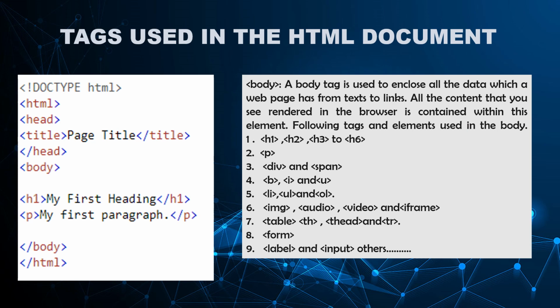Next is the table tag. It defines an HTML table. An HTML table consists of one table element and one or more tr, th and td elements. The tr element defines a table row, the th element defines a table header and the td element defines a table cell. The thead tag is used to group header content in an HTML table.